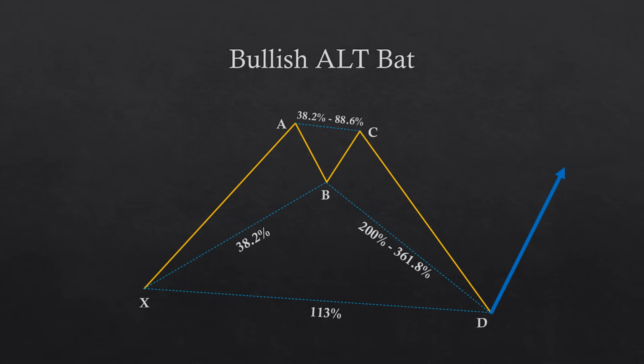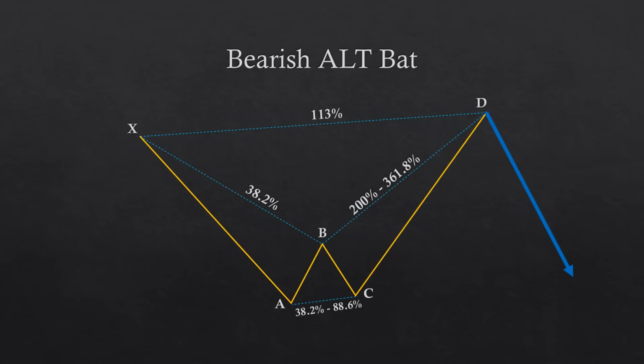Notice that the first ratio is stricter in relation to the bullish bat, and the third ratio can go all the way up to 361.8%. All harmonic patterns are similar, but these subtle differences in the ratios will alter the shape of the pattern since one ratio affects the other. In the bearish alt bat, we have the mirror image of the bullish alt bat. I'm not going to bore you by repeating the proportions again, but the main differences between the modified and original versions also remain constant in the bearish version.